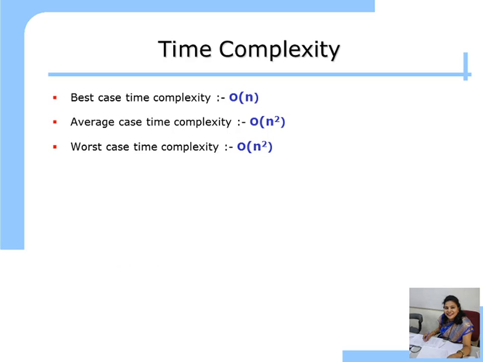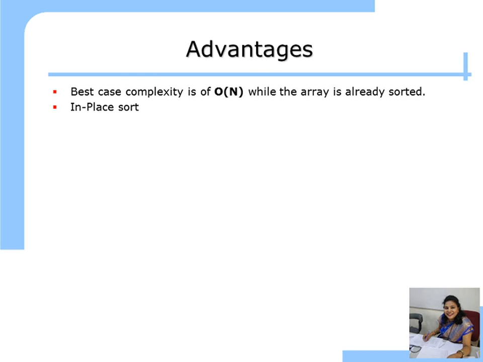The time complexity of the selection sort: in the best case it is O of n, in the average case it is O of n square, and in the worst case it is O of n square. If you compare with bubble sort, the time complexity is also the same as selection sort, because both sorting techniques are the same, only the comparison positions change.